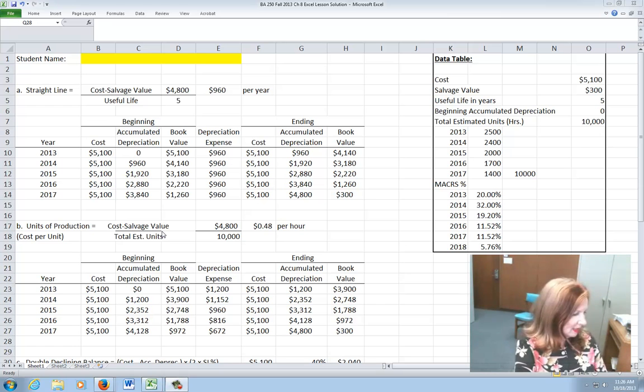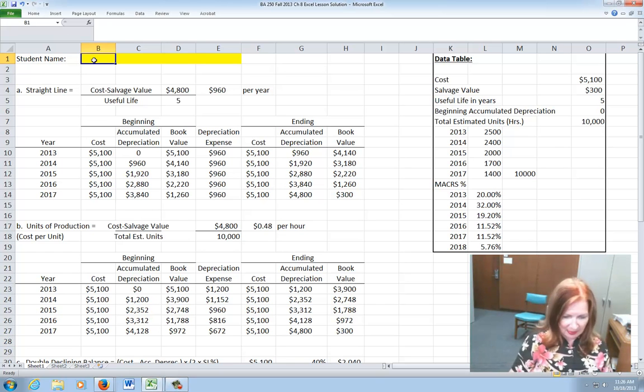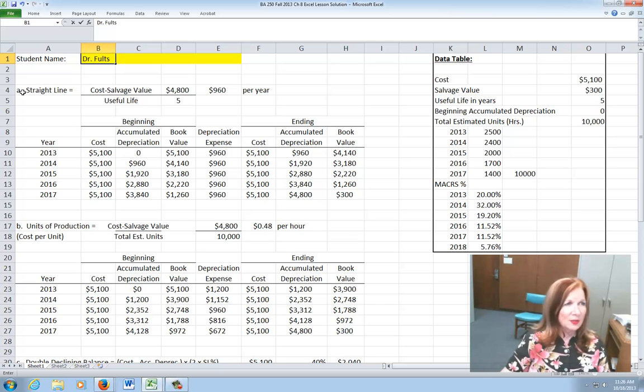Okay, so when we look here, we're going to first of all put in your name. So you can see right up here, I'm going to type Dr. Fultz, and you would type your own name. Then you'll notice that you have straight line, cost minus salvage divided by useful life typed in there for you. You have the year heading, you have the beginning and the ending, and then you have cost, accumulated depreciation, book value, depreciation expense, cost, accumulated depreciation, and book value at the end of the year.